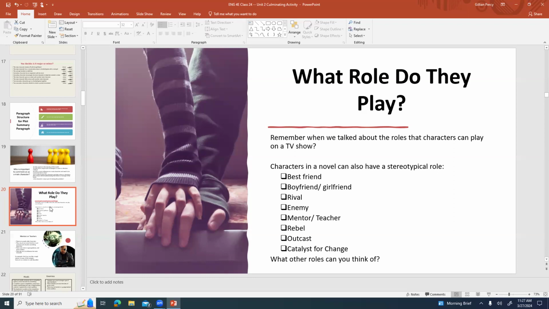Somebody may be the best friend character, the boyfriend or girlfriend character. They may be the rival or possibly an enemy. They might be a mentor or a teacher. Maybe they're a rebel, possibly they're an outcast, or they may be a catalyst for change. And you may have some other roles that you can think of, where you're like, oh wait, why didn't she mention this? The other thing is somebody could be both. Like maybe the best friend is also an outcast, or maybe their rival is also a rebel. So they may have two jobs in the story that they function as.